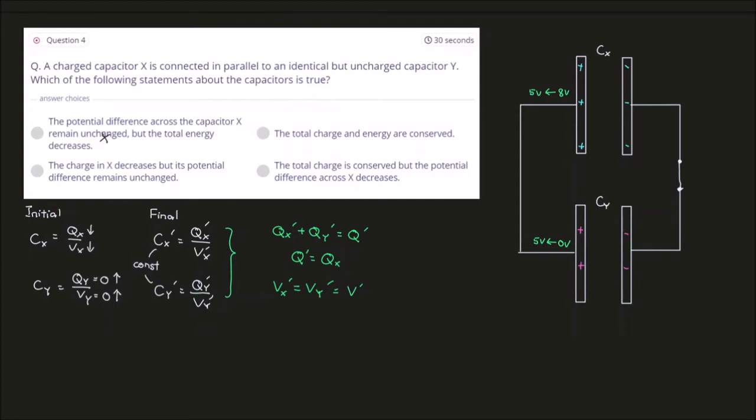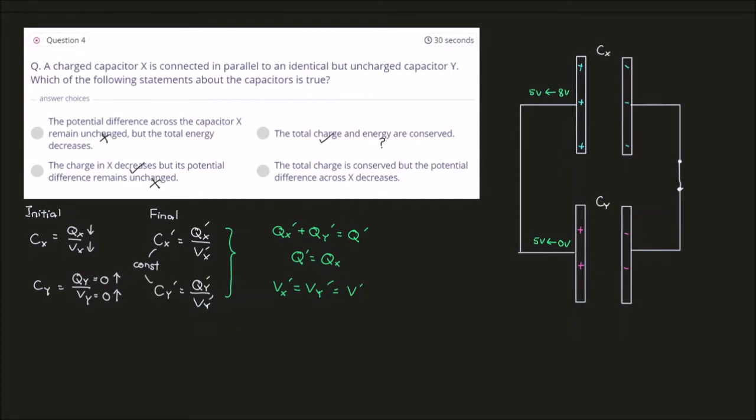The second option: the total charge and the energy are conserved. We know that the total charge is conserved, but we are not sure about the energy. If later there's a necessity to talk about energy, then we'll talk about it. For the next option, the charge in X decreases. Yes, we have already labeled that Qx decreases, but its potential difference remains unchanged. Are we sure? The potential difference across X should decrease, because we say Vx decreases. So the potential difference does not remain unchanged. It actually decreases. So we have removed two options from our four selections.